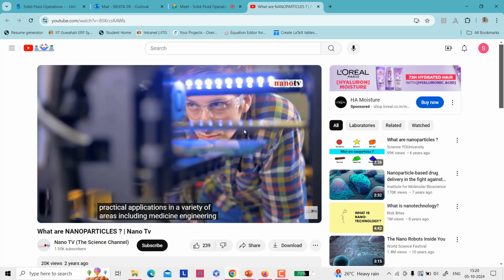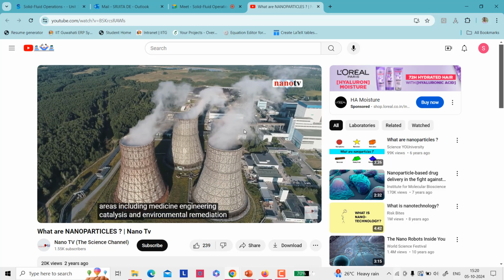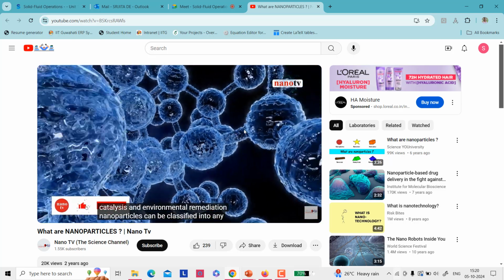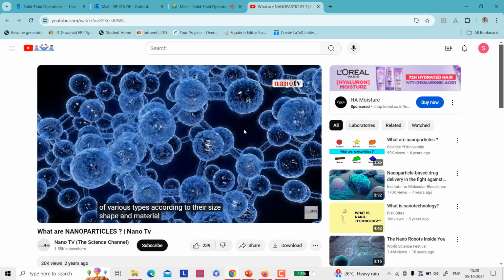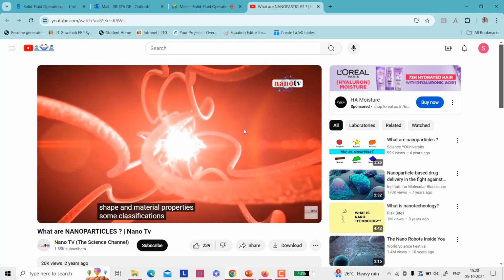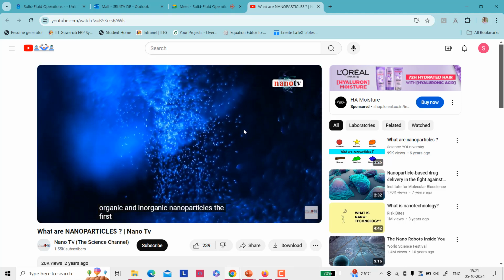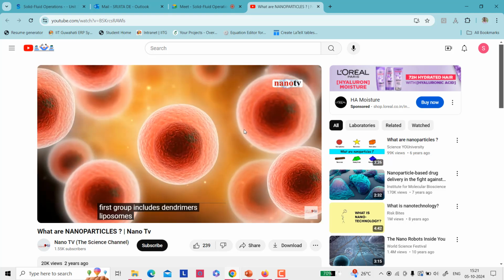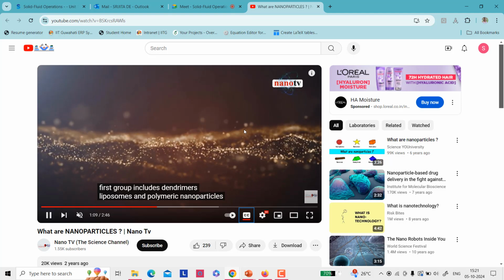Nanoparticles can be classified into various types according to their size, shape, and material properties. Some classifications distinguish between organic and inorganic nanoparticles. The first group includes dendrimers. So, dendrimers are organic nanoparticles, right? Liposomes and polymeric nanoparticles, while the latter includes fullerenes, quantum dots, and gold nanoparticles. So these are inorganic nanoparticles.